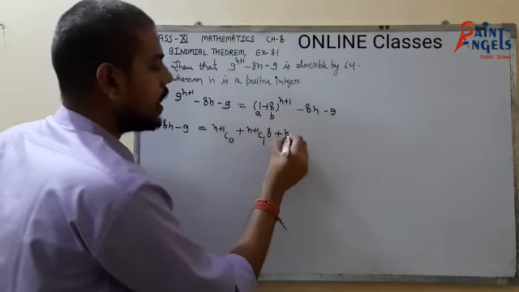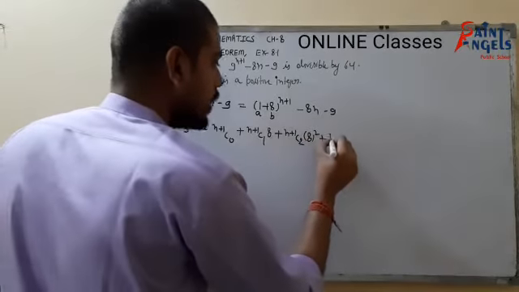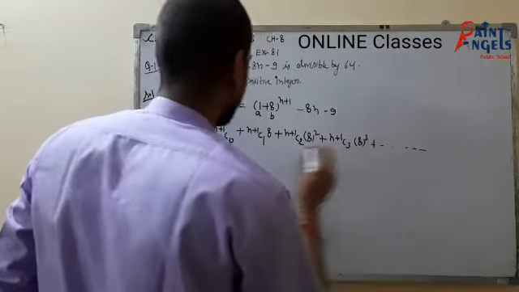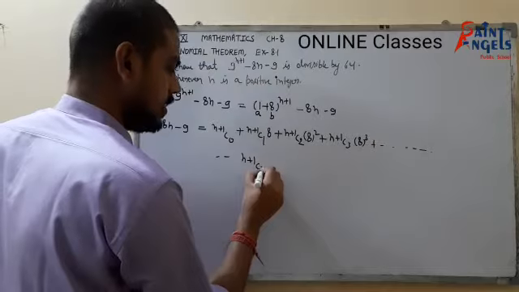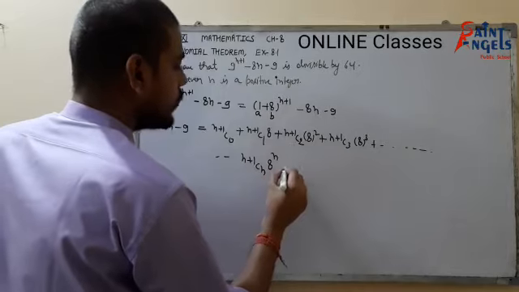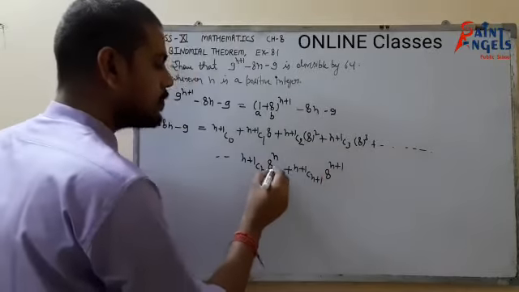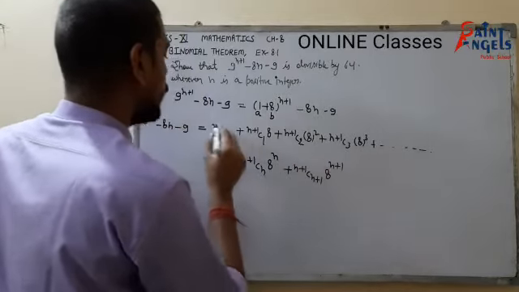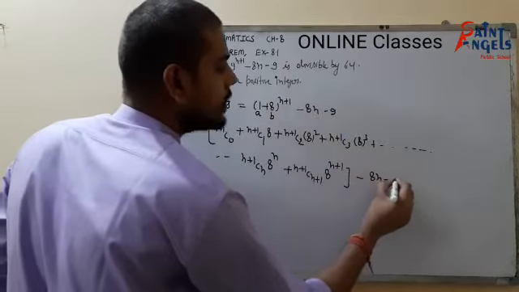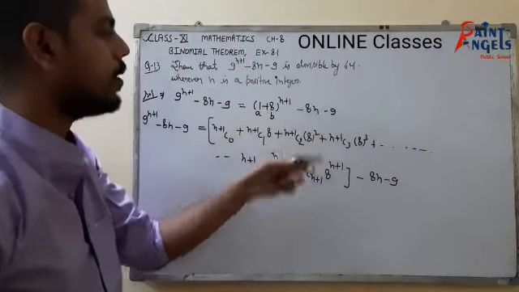8. Next term would be n plus 1 c2 8 square plus n plus 1 c3 8 to the power 3, and so on till n plus 1 cn. At this time it would be 8 to the power n, and next term would be n plus 1 c n plus 1, 8 to the power n plus 1. Okay, and this is the formula for 1 plus 8 to the power n plus 1, and we have minus 8n minus 9. I haven't done anything, just simply opened the formula for 1 plus 8 to the power n plus 1.